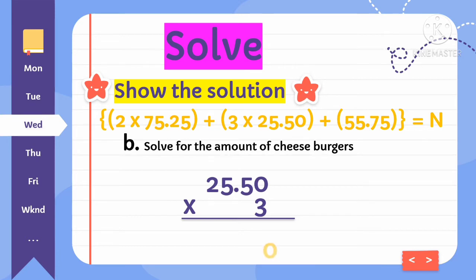0 times 3 is 0. 5 times 3 is 15. Regroup 1. 5 times 3 is 15 plus 1, 16. Regroup 1. And 2 times 3 is 6 plus 1. That is 7. Then, ilang decimal places ang inyong nakikita? Okay, dalawa. So, ilalagay natin ang decimal point sa pagitan ng 6 and 5. Lagyan natin ng peso sign. So, ang amount ngayon ng tatlong cheeseburgers ay 76 pesos and 50 centavos.